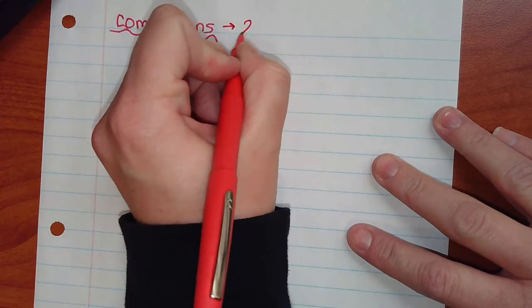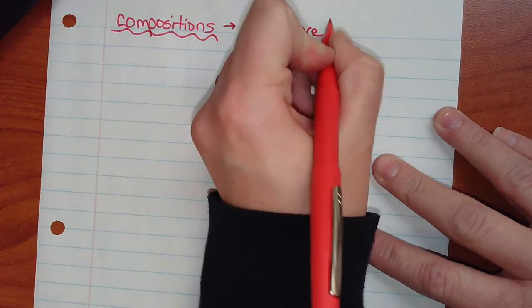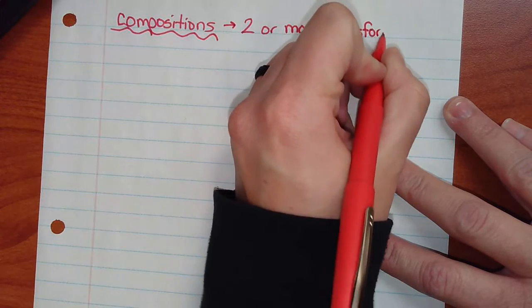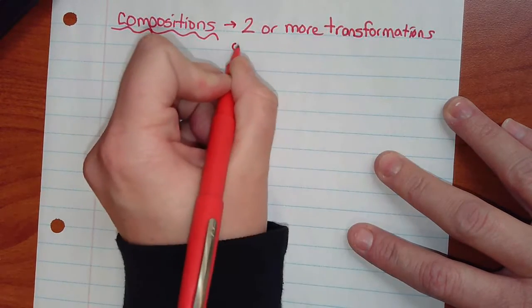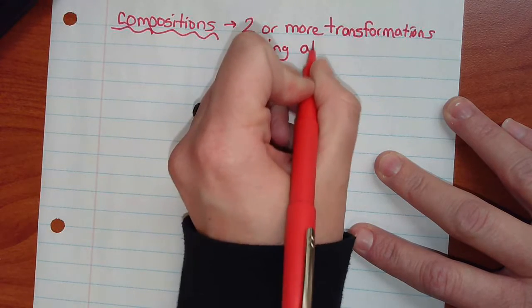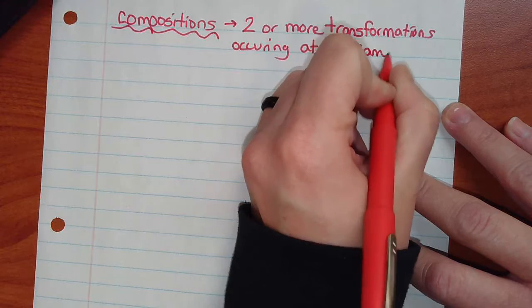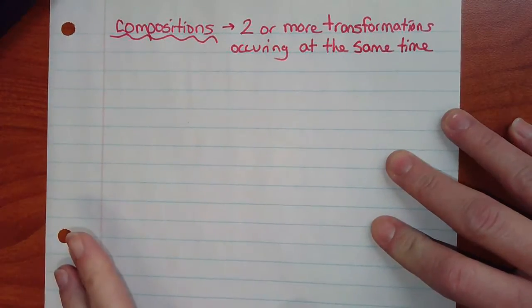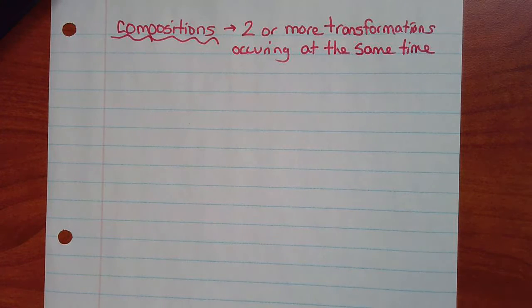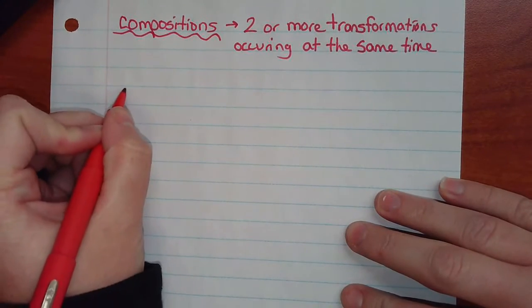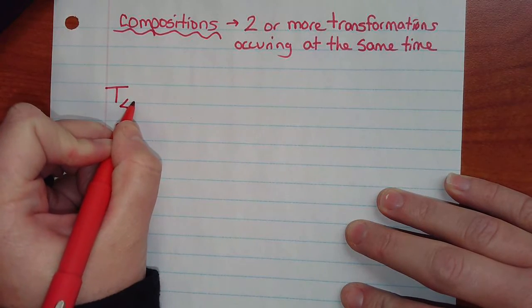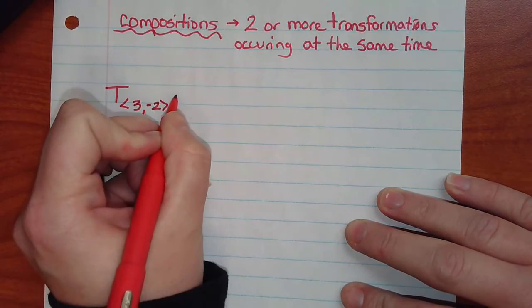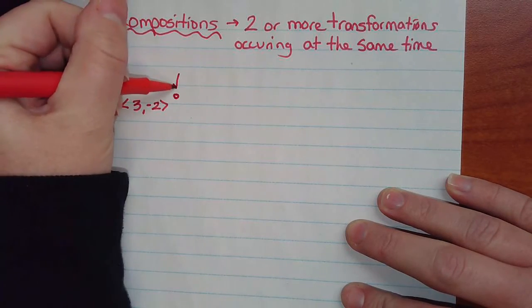So what a composition is, it's where you have two or more transformations occurring at the same time. So we've only learned 2 transformations so far. We've only learned reflections and translations. So those are the only ones that are going to be kind of fair game. So like for instance, if I had 2 translations, we'll say. If I had a translation that went 3, negative 2, and then they use this little symbol. This right here means composition.